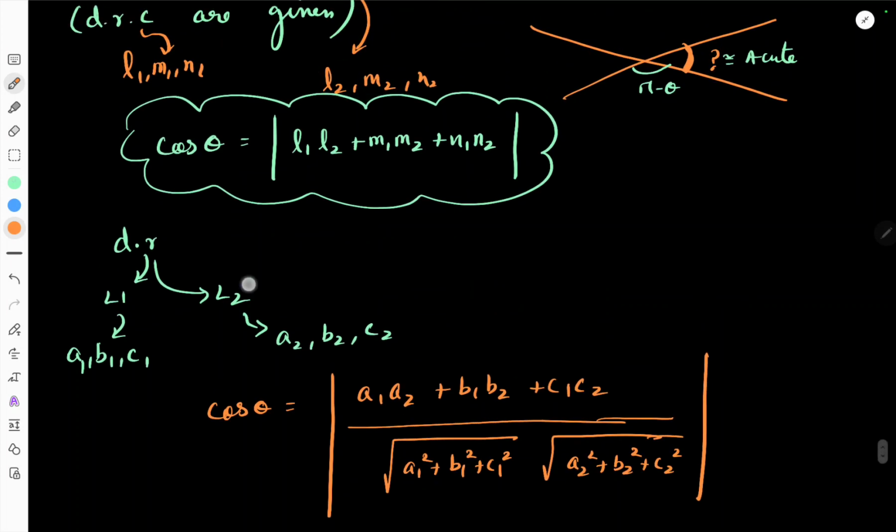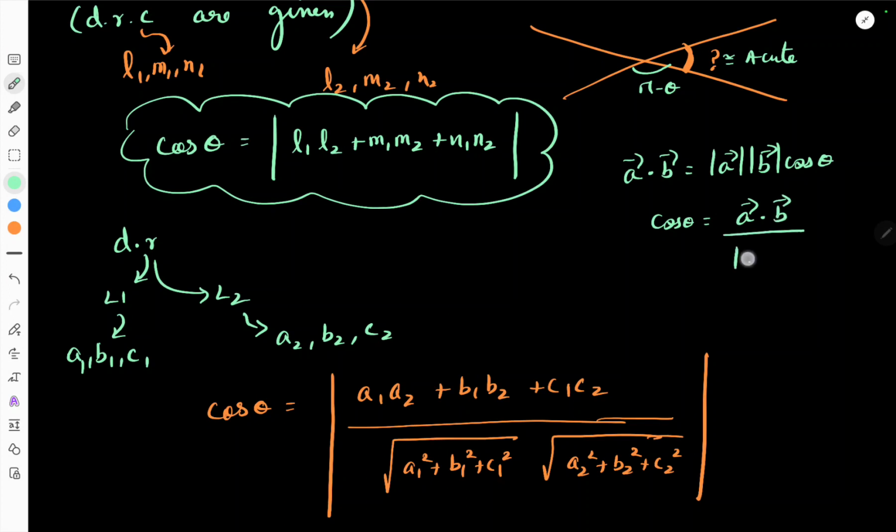See how we are getting this. The same formula we can use here also, and here L1 square plus M1 square plus N1 square is 1, so we have not written 1 in the denominator, and here also L2 square plus M2 square plus N2 square is again 1. Because A dot B, if I take the dot product, will be magnitude of A vector into magnitude of B vector into cos theta, and cos theta will be equal to A dot B divided by magnitude of A vector into magnitude of B vector.